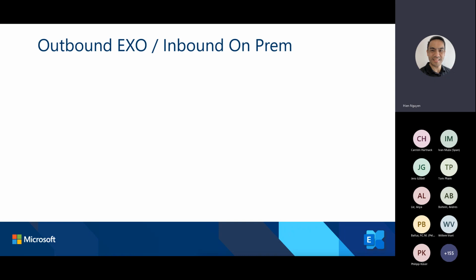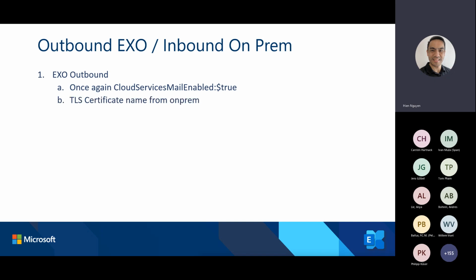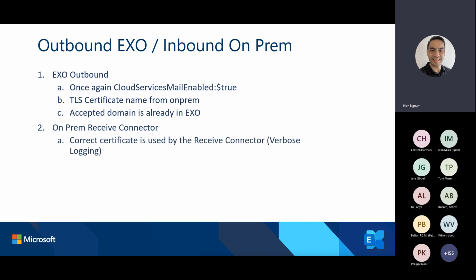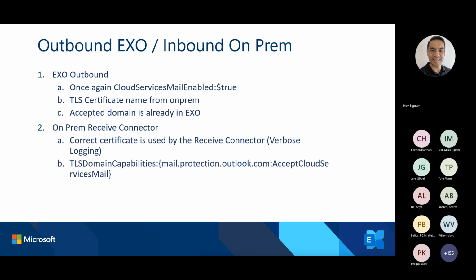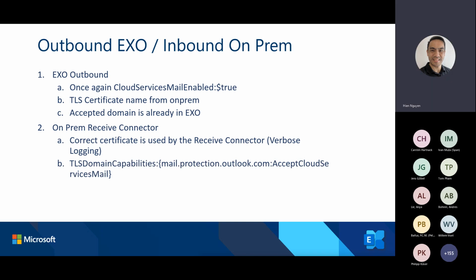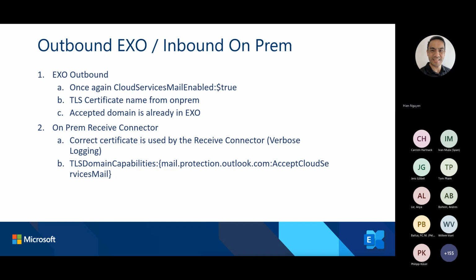So outbound XO to inbound on-prem. So XO outbound, once again, we need cloud services mail enabled to be true, the TLS certificate name from on-prem on that connector, and the accepted domains already in XO. And then two, the on-prem receive connector. We want to make sure that the correct certificate is being used by the receive connector. You can set that directly on the receive connector, or if you change the FQDN on the receive connector to match your certificate. And B, the TLS domain capabilities need to be set to that.